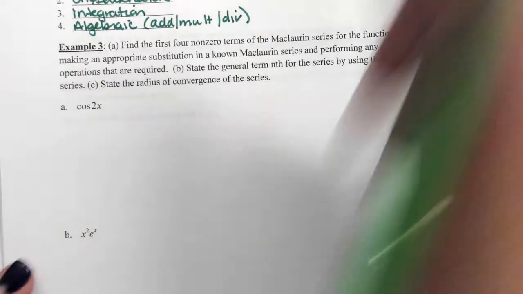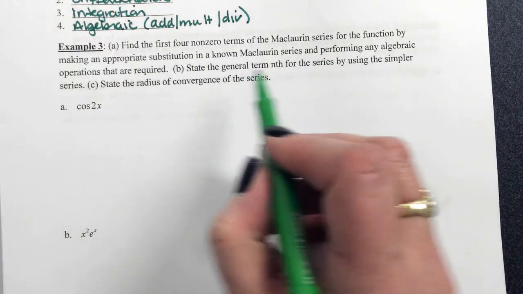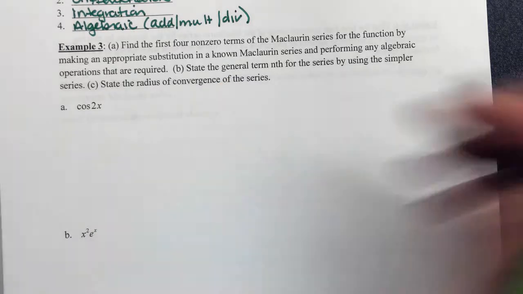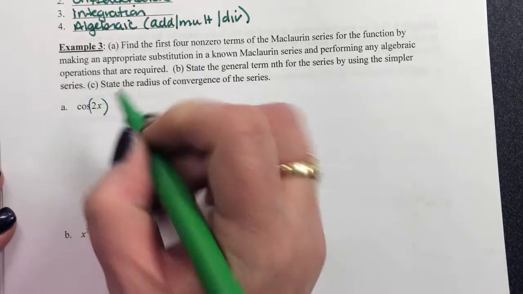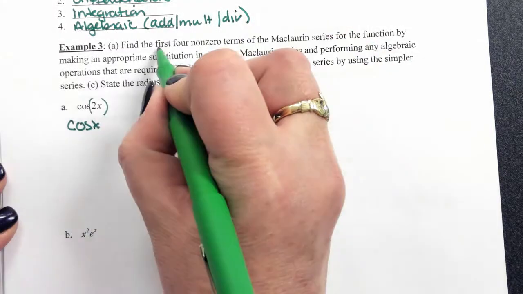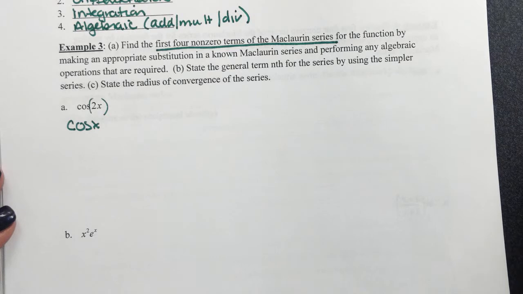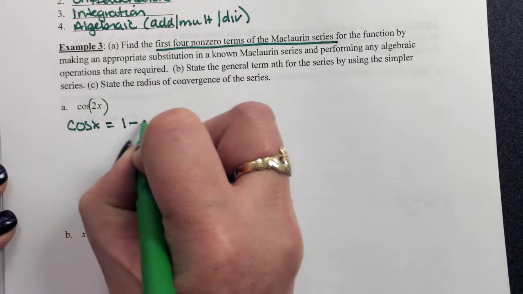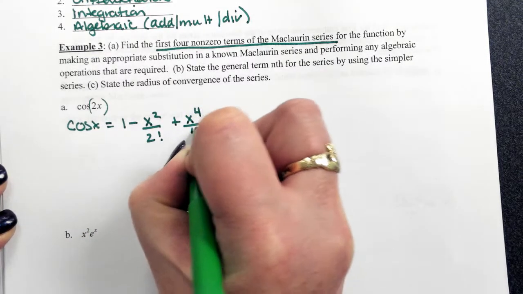So a couple of things I want you to do. Find the first non-zero terms of the Maclaurin series for the function by making appropriate substitutions. Find the general term, and then state the radius of convergence. So that's why I said we'll do some more practice with radius of convergence here. First of all, we're looking for the first non-zero terms of the Maclaurin, so I know the center is at 0. So I know what the Maclaurin series, hopefully by now, looks like for cosine of x. That's going to be 1 minus x squared over 2 factorial plus x to the 4th over 4 factorial.